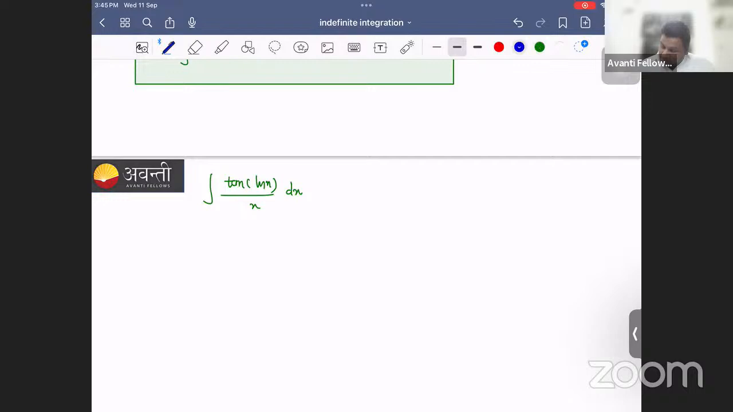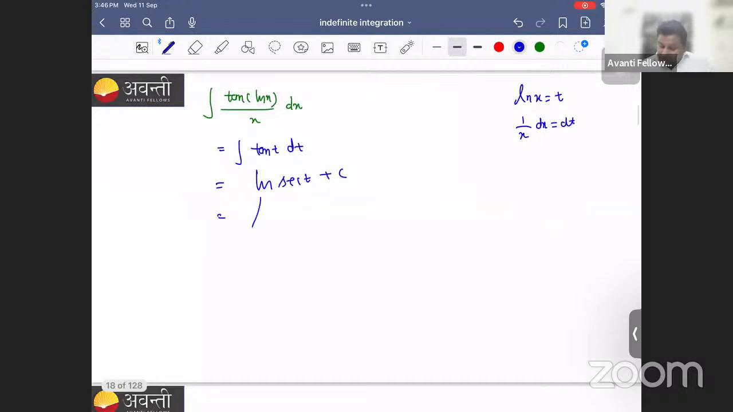Again, same thing. Assume ln x as t. So 1 by x dx will become dt. So it will become tan t dt. Integration is ln sec t plus constant, and then replace t by ln x. So ln sec(ln x) plus constant. Easy enough?